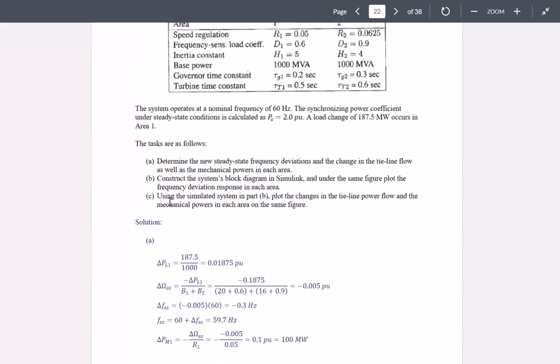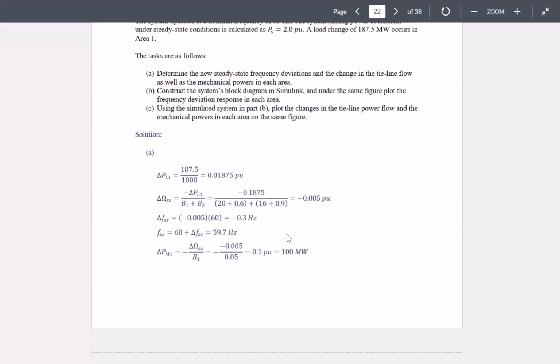All right, so we want to see the new steady state frequency deviations and the change in the tie line flow, as well as the mechanical powers in each area. And then we want to construct the system's block diagram in Simulink, and under the same figure, plot the frequency deviation response in each area. And using the simulated system in part 2, we want to plot the changes in the tie line power flow and the mechanical powers in each area on the same figure, okay?